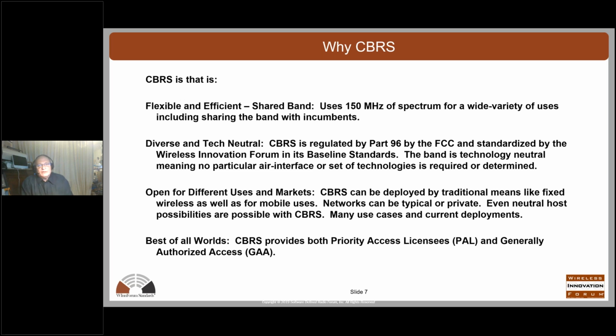So what does CBRS do for you? It provides you with the best of all worlds. It gives you some license type use. It gives you some easier access license by rule use, and it allows you to diversify in your overall use. Next slide, please.